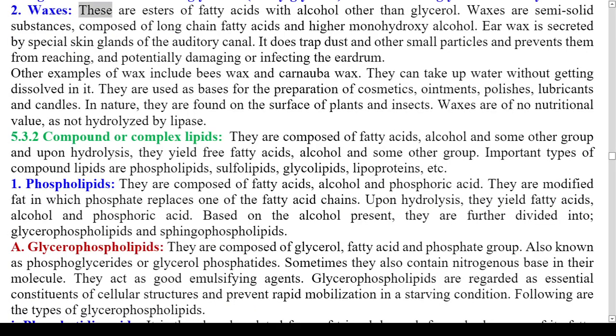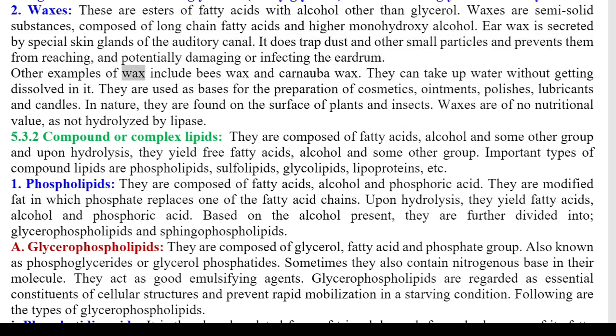2. Waxes. These are esters of fatty acids with alcohol other than glycerol. Waxes are semi-solid substances, composed of long-chain fatty acids and higher monohydroxy alcohol. Ear wax is secreted by special skin glands of the auditory canal. It does trap dust and other small particles and prevents them from reaching, and potentially damaging or infecting the eardrum.